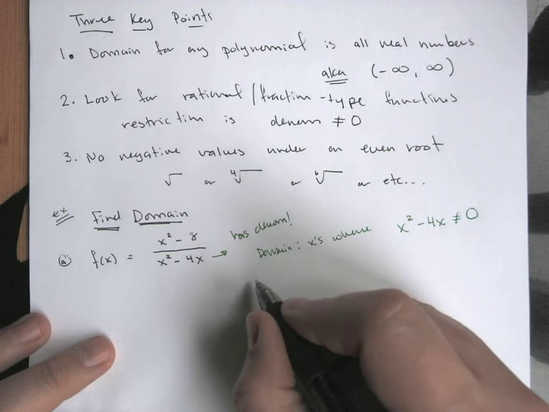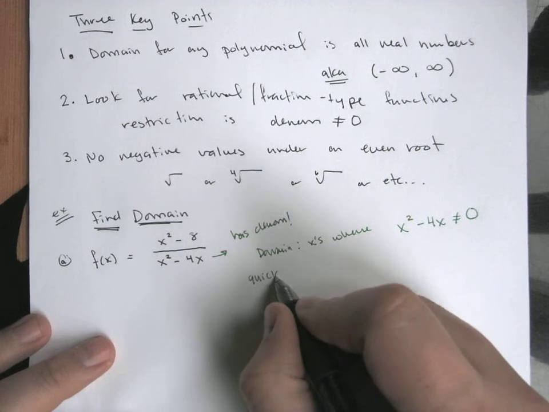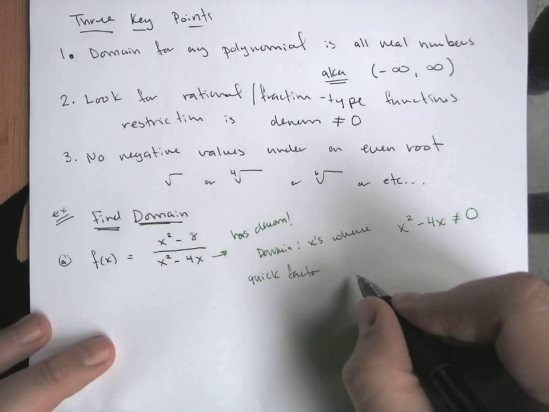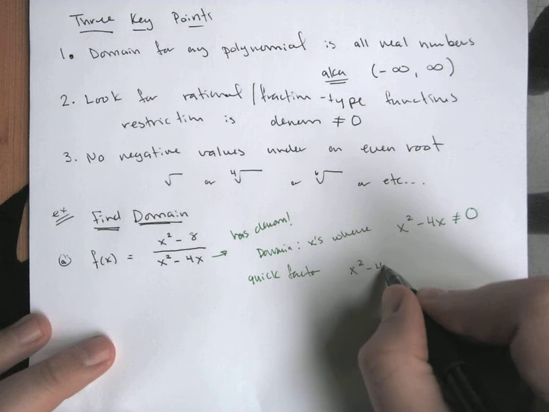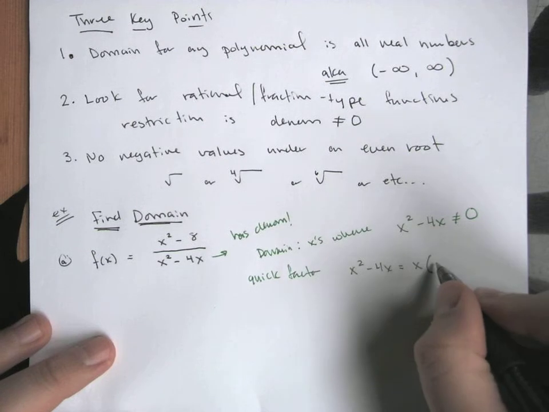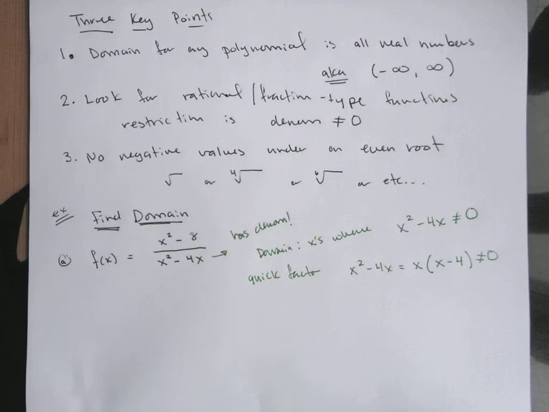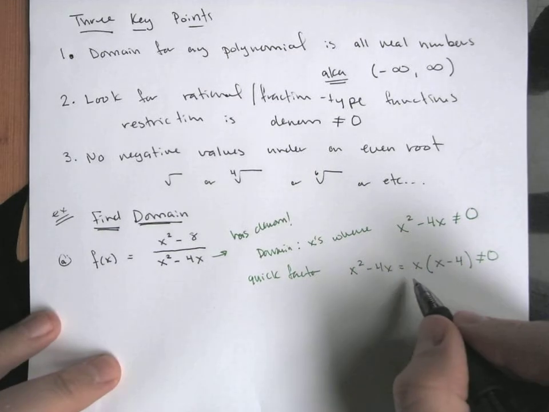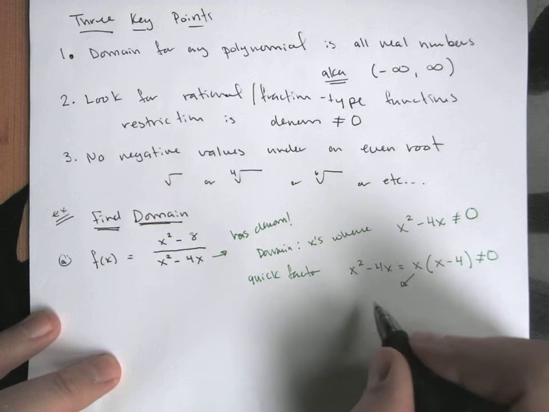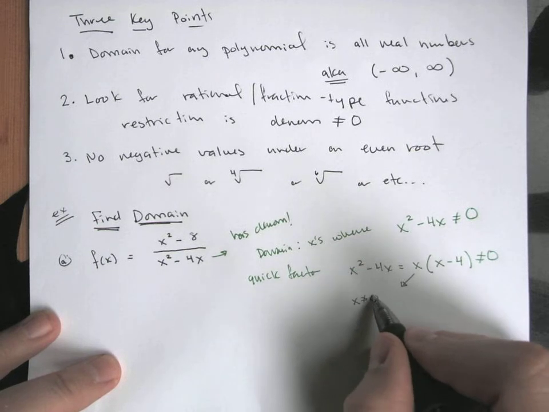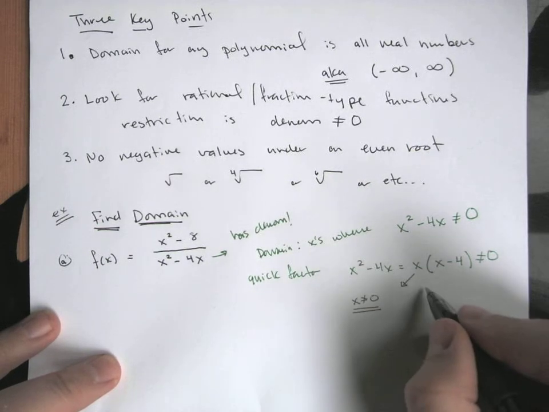So for us, this is just a little bit of a quick factor, right? So we'll say x squared minus 4x. This is a GCF kind of style, right? So this would mean for us x times x minus 4 can't be 0, so that's going to get us two individual values. That means x itself can't be 0, right?